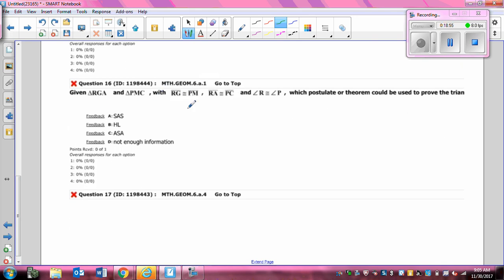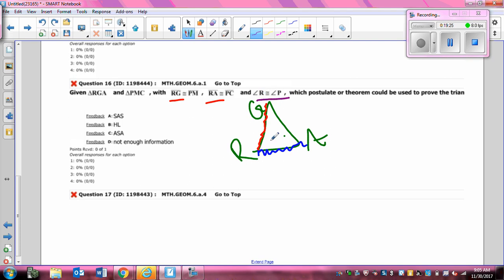Given these two with this and this and this, which postulate will be used to prove that the triangles are congruent? So, you can just draw two triangles. Doesn't matter the order. And then we're saying that RG is congruent to something in the other triangle. RA is congruent to something else in the other triangle. And angle R. So why are they congruent? You can draw both triangles if you want.